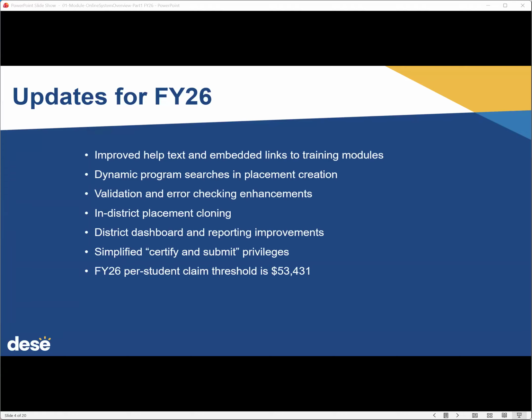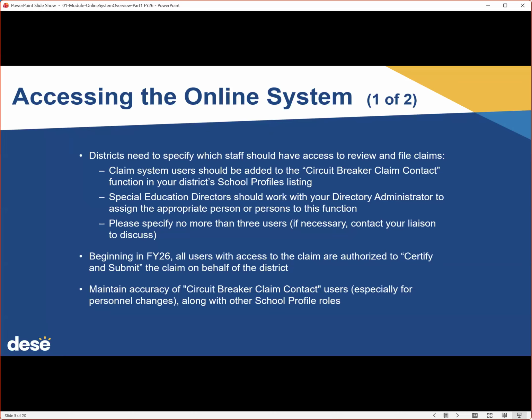And finally, every year, the claim threshold is increased per statute based on an inflation factor. For FY26, the threshold has increased 1.93%, bringing it to $53,431. Expenses are reimbursed on a per student basis, meaning reimbursement will kick in for total qualified expenses over that $53,431 threshold. The next couple slides talk about ways to access the online claim system.